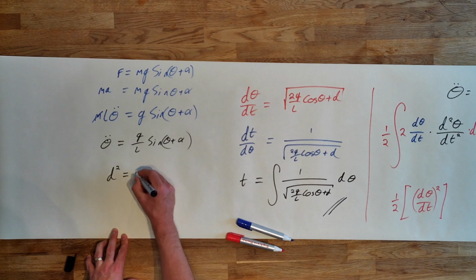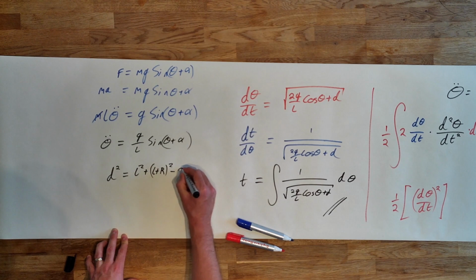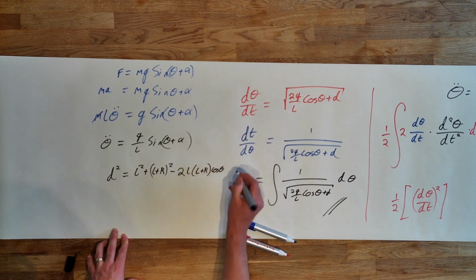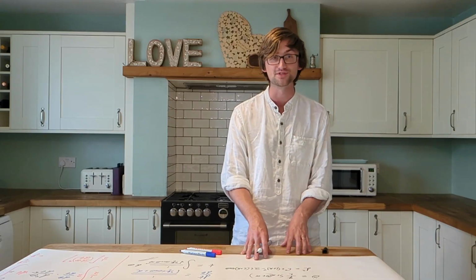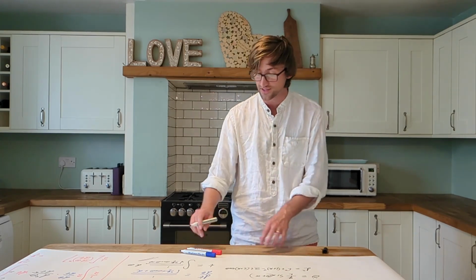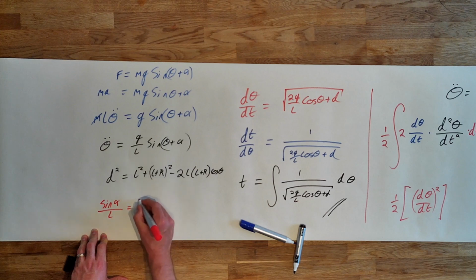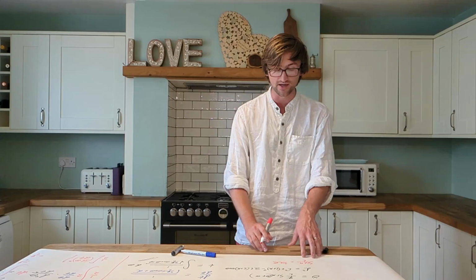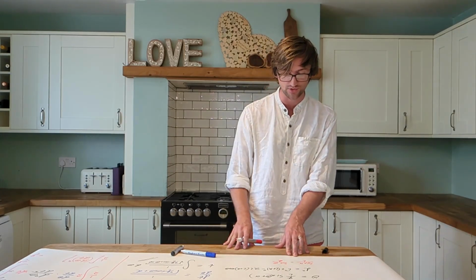d squared is equal to L squared plus (L plus R) squared subtract 2L(L plus R) cos theta, because of course we can recalculate this in terms of alpha as well. Using the sine rule, we know that sine of alpha over L is going to be equal to sine of theta divided by d, where d is the square root of this one over here.